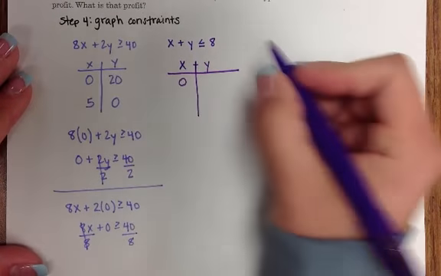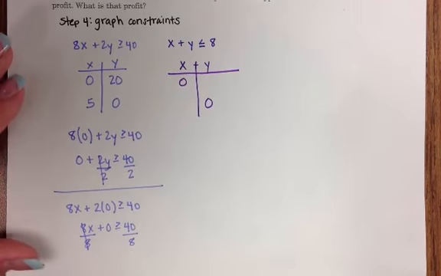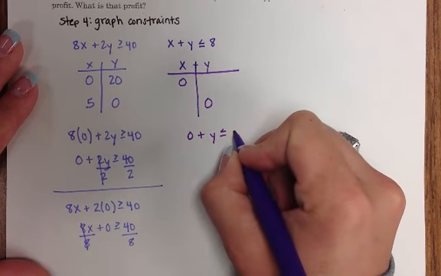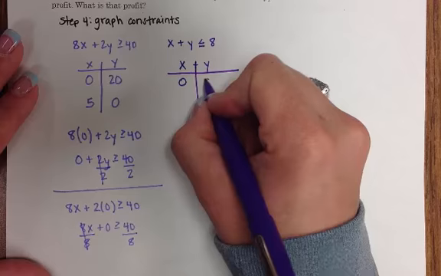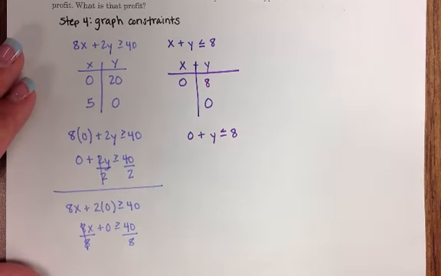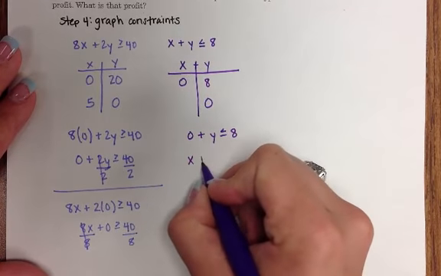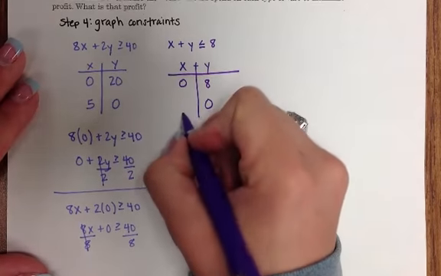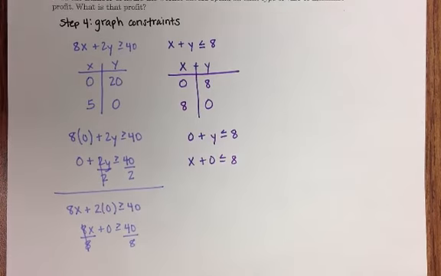So we'll solve for when x is equal to 0 and for y. So we have 0 plus y less than or equal to 8. So therefore y must be 8. Then we have x plus 0 less than or equal to 8. So x would be 8. So now that we have these numbers, we can go to our graph.